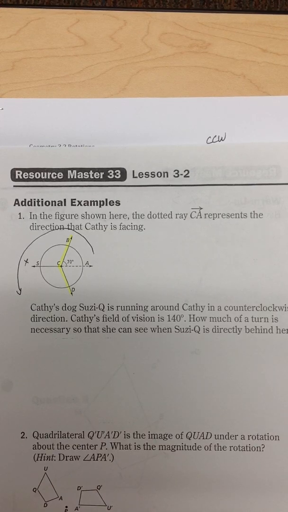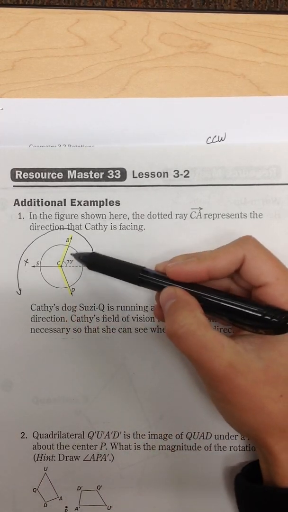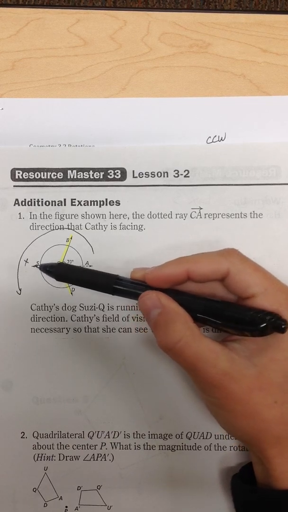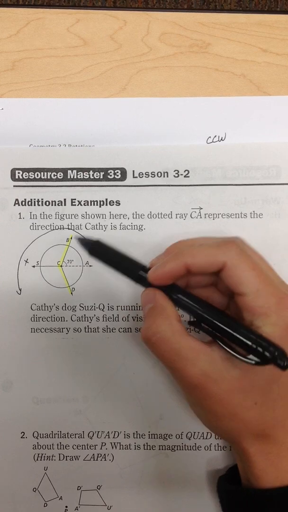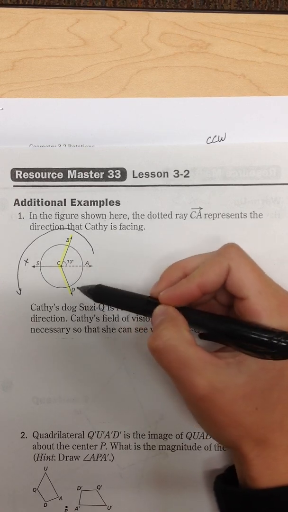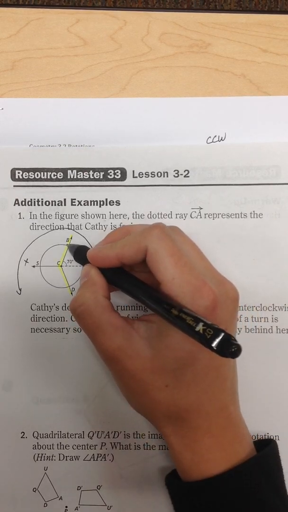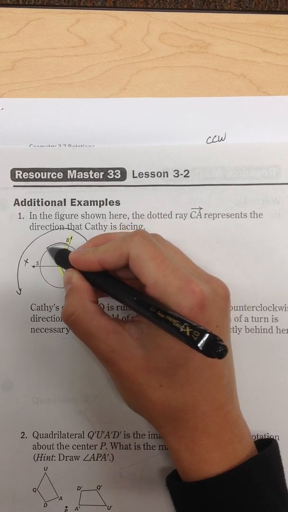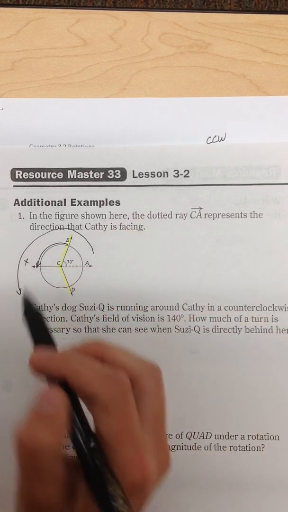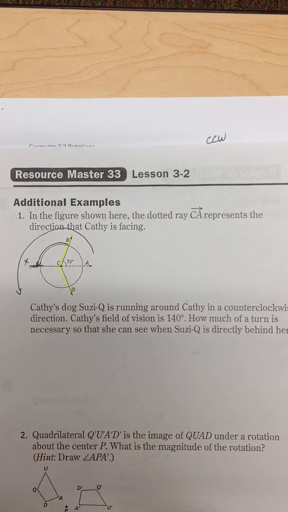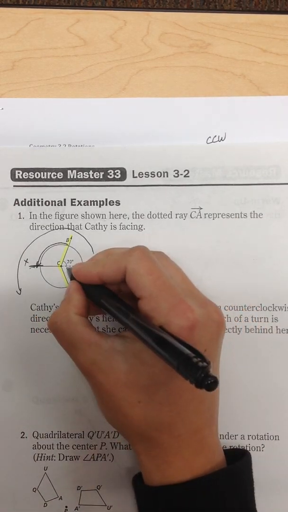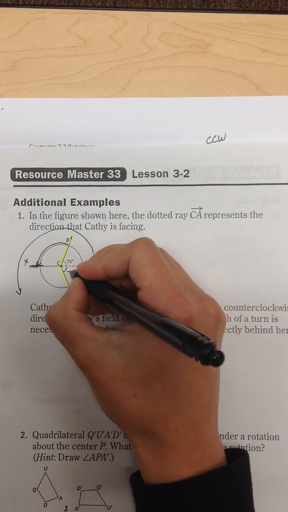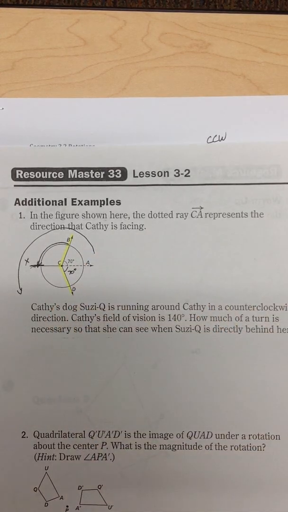So what we need to figure out is how far we need to turn Kathy's field of vision so that she can see the dog directly behind her. We've got Kathy's field of vision here in yellow. We're going to turn her so she's right here, seeing in this direction directly behind her. If the whole thing is 140 and we're assuming she can see the same out of both eyes, then each of those chunks for the right eye and the left eye would be 70.